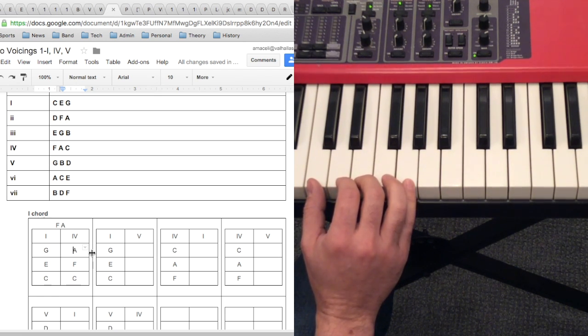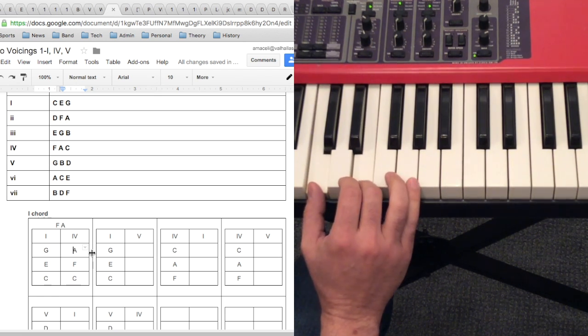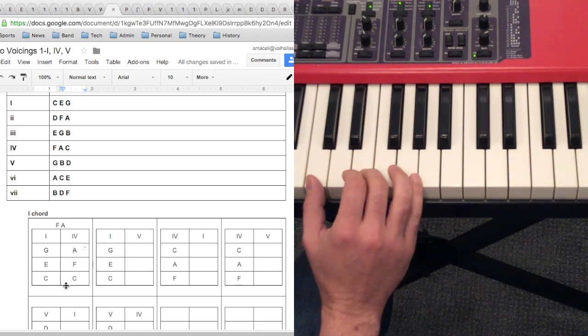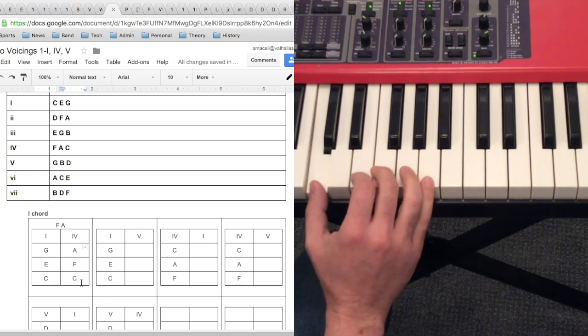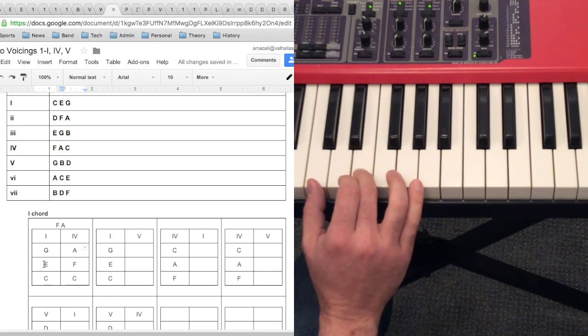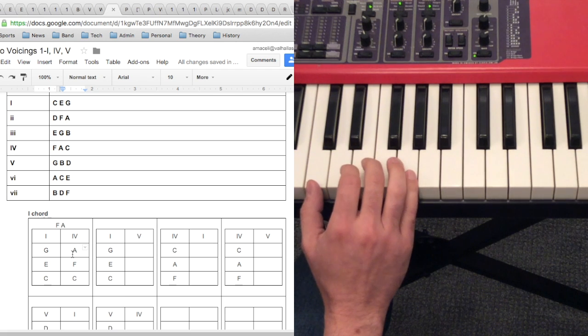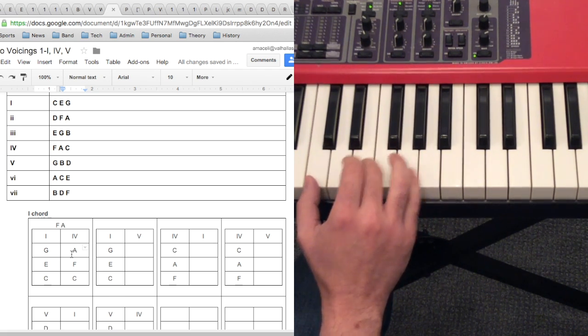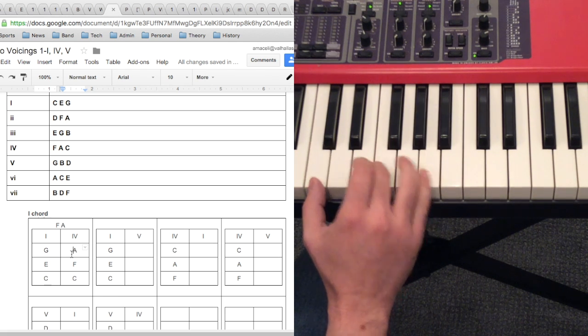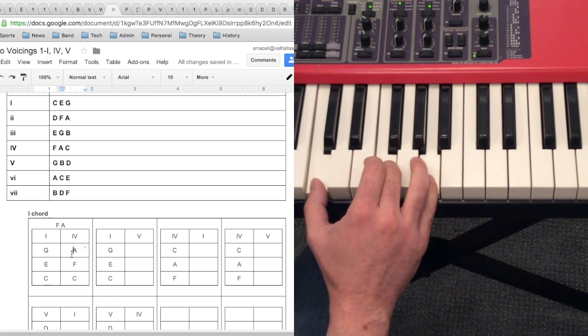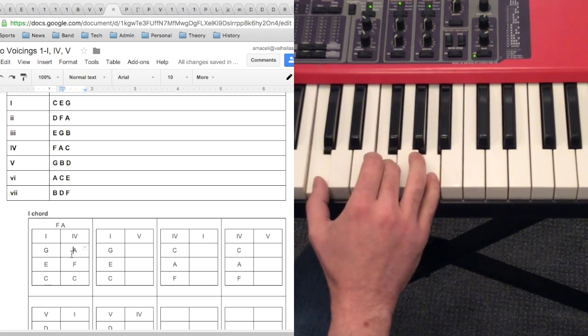And then let's look at it on the keyboard. This is what it looks like. Here's C, E, G, and now I notice when I switch to the 4 chord, it's going to go from C to C, so C is not going to move. My E is going to go to F, and my G is going to go to A. So when I go from the 1 chord to the 4 chord, it looks like that. So notice I'm limiting the movement in my hand.